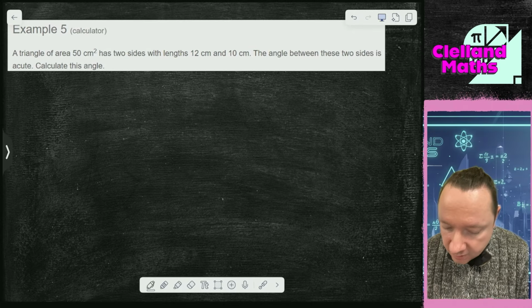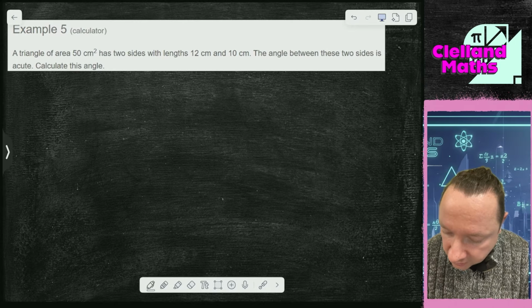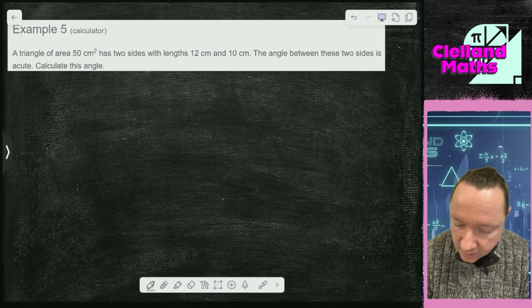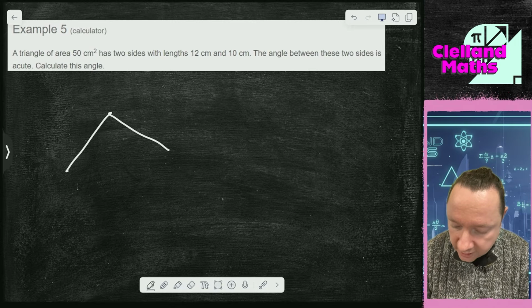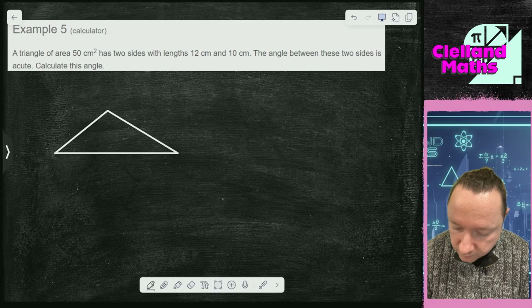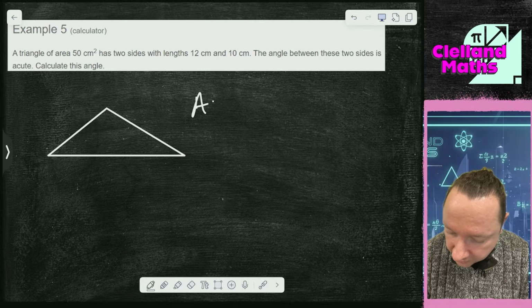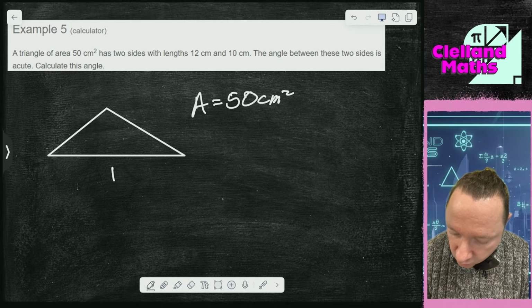Triangle of area 50 has 2 sides, lengths 12 and 10. Find the angle between these 2 sides. Well, let's just draw a sketch so we can see what's happening here. This is just a rough sketch, but we've got a triangle. We say that the area of that equals 50 centimetres squared. And we say that one of the sides is 12, say, and one is 10.